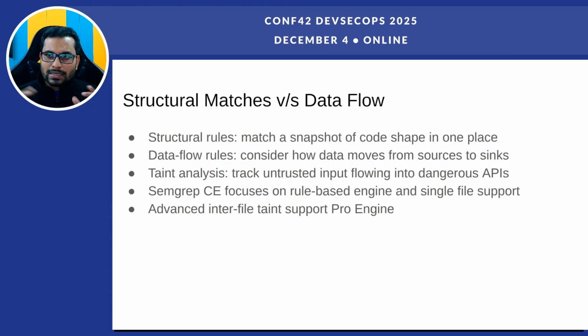So, structural matches versus data flow. Structural rules in Semgrep are basically rules that match a snapshot of a code shape in one place. Then there are data flow rules, which consider how your data moves from one place to another within your process. And then there is taint analysis, which tracks untrusted input flowing to your dangerous APIs. The Semgrep Community Edition essentially only looks at the rule-based engine and single-file code. The Pro engine, on the other hand, gives you advanced inter-file scanning, taint support, etc.